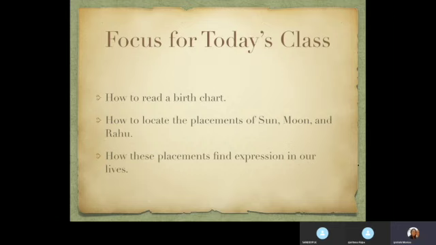So I will focus on these 3, the sun, the moon, and Rahu. The reason I'm focusing on these 3 is because these are 3 key placements in a chart, including the ascendant, of course, the first house. But these ones will give you a lot of information about a person's psychology.